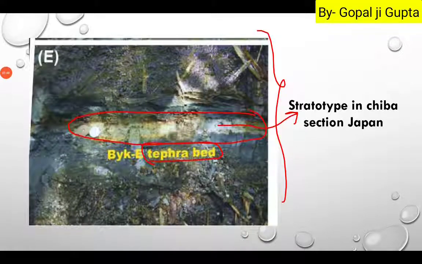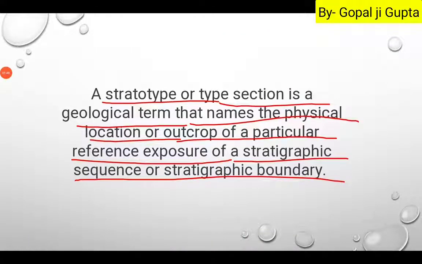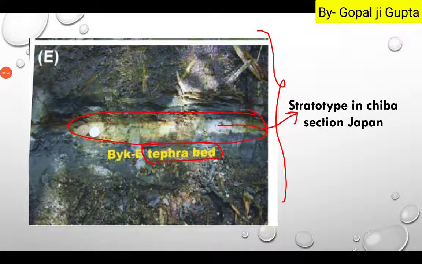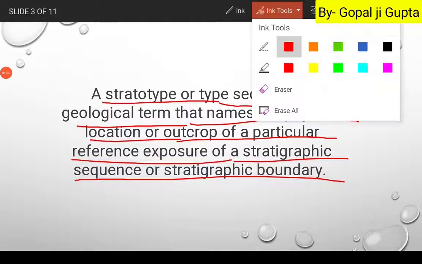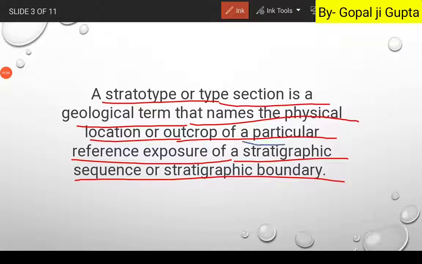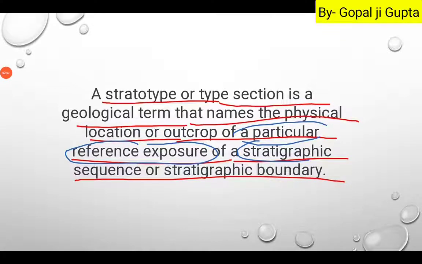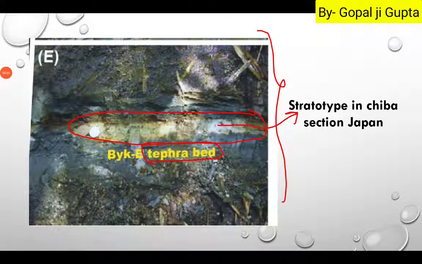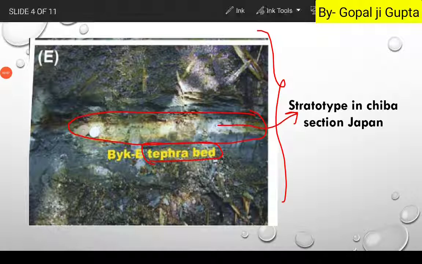Now let us see what was given: of a particular reference exposure of a stratigraphic sequence. The same is given here, a particular reference exposure is there. So we call it the stratotype, and this is found in the Chiba section, Japan. This is the photograph.